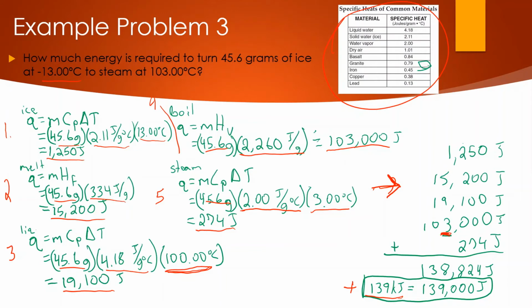Now keep in mind, if it's a cooling curve, or if the substance is going from a liquid to a solid, or a gas to a liquid, or if it's freezing, or if it's condensing, then your value for the heat is going to be negative.